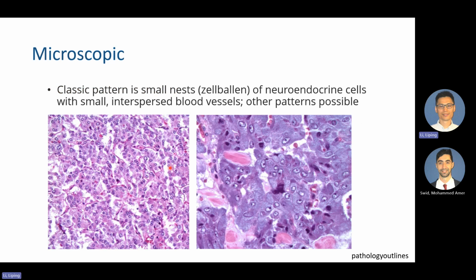So the cells, in this low power, we can see the cells forming sheets, a net of cells, and then a lot of blood vessels. And then the cytoplasm is granular and really bluish, purplish. At high power, you can see some cells have prominent nucleoli, open chromatin, but this bluish granular cytoplasm can help you to make this diagnosis.